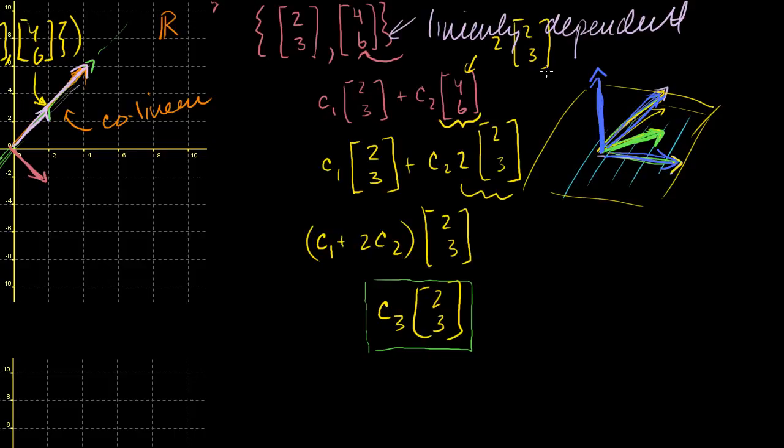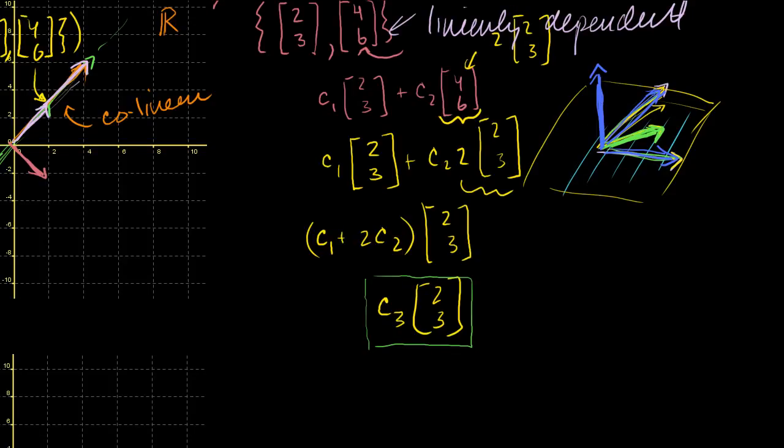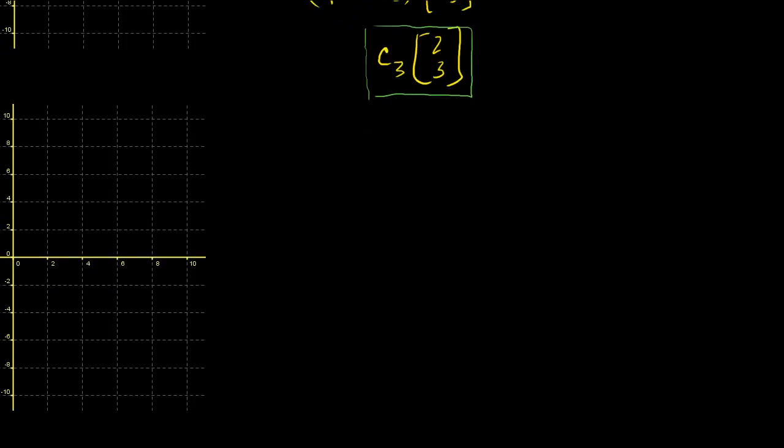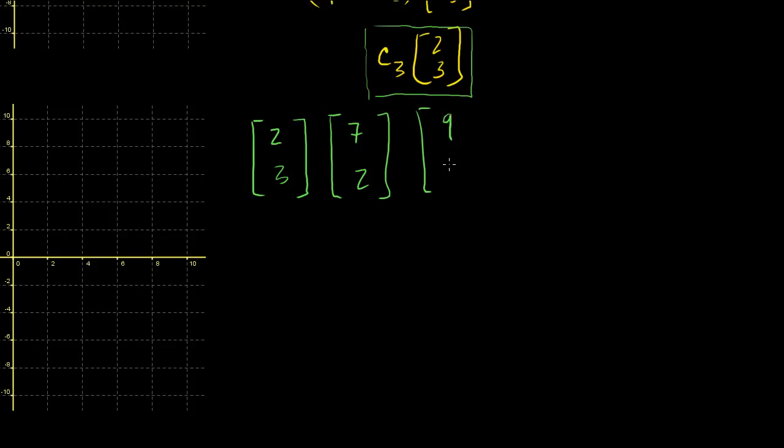Let me draw a couple more examples for you. That one might have been a little too abstract. So, for example, if I had the vector 2, 3, and I have the vector 7, 2, and I have the vector 9, 5, and I were to ask you, are these linearly dependent or independent?